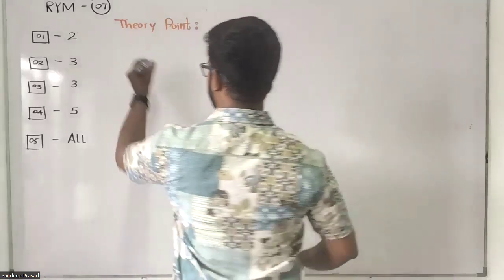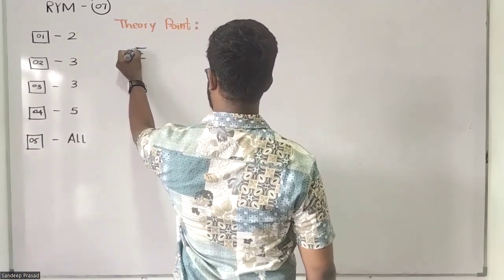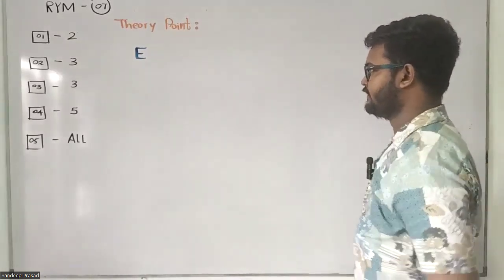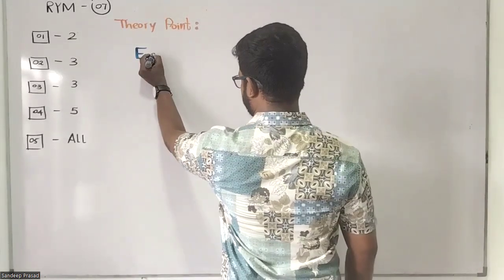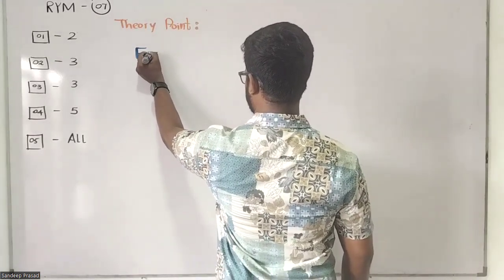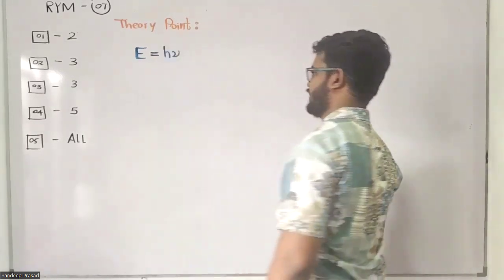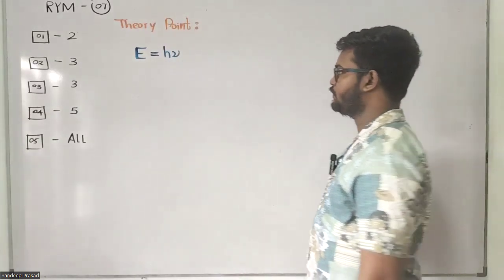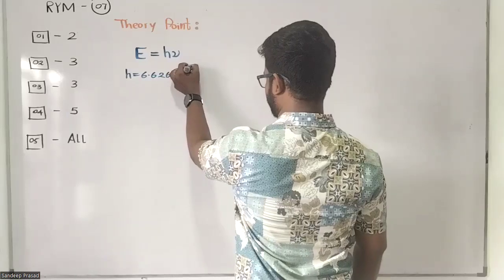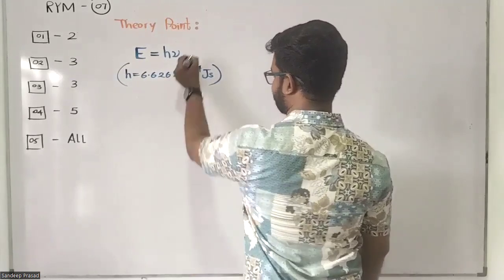We know, students, according to Planck's theory, the energy released or absorbed by an electron when it is transferring from one energy level to another energy level is directly proportional to the frequency. So therefore, in order to remove the proportionality symbol, we can put the constant, which is known as Planck's constant, h. So the Planck's constant value is 6.626 × 10 to the power minus 34 joule seconds. You have to remember this one.